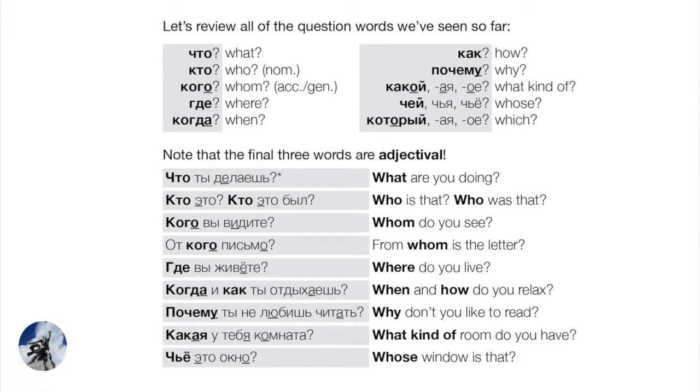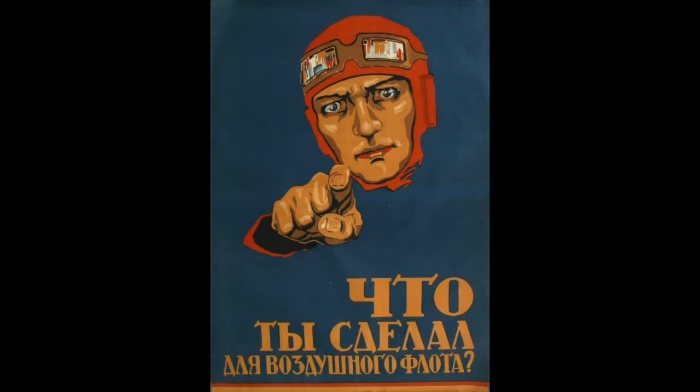Of course, most questions can be very simple, so there's not really any special grammar involved there. If we look at a poster, Что ты сделал для воздушного флота? What have you done for the Air Force? A флот is like a fleet. By itself, it generally means navy, or, you know, a fleet of ships. Here, a воздушный флот is literally an air fleet, or an air force. And note there the perfective. What have you done? What have you accomplished for the Air Force? Что ты сделал для воздушного флота?